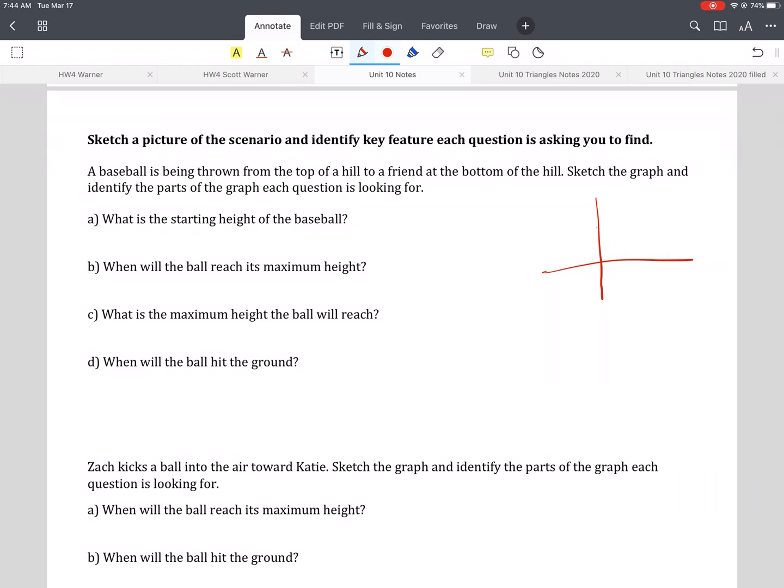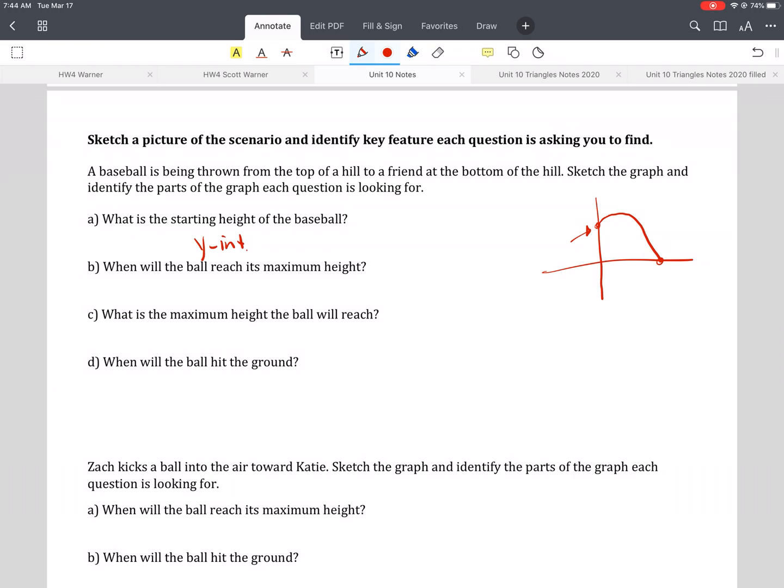He's on a hill, so he throws the ball to his friend. Something like that. And identify the parts of the graph this question is looking for. For A it says, what is the starting height of the baseball? So that would be like here. And what is that? Well, that is the y-intercept.